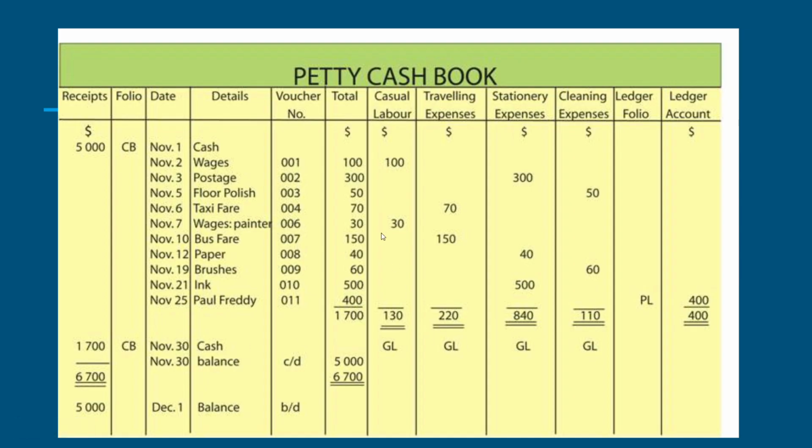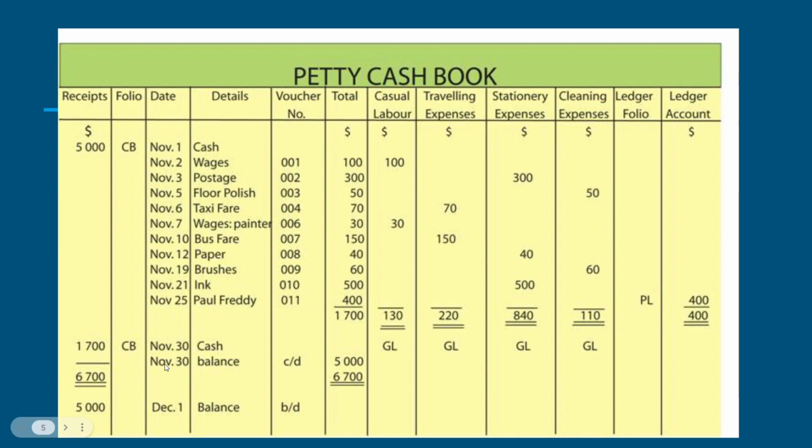And then here we write down GL. GL stands for general ledger, and usually we put expenses into the general ledger, except for Paul Freddy, he's going to be in our purchases ledger, which we already put, so we don't need to put it again. Then we need to balance off the accounts.